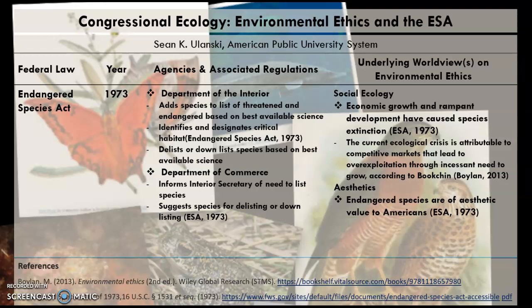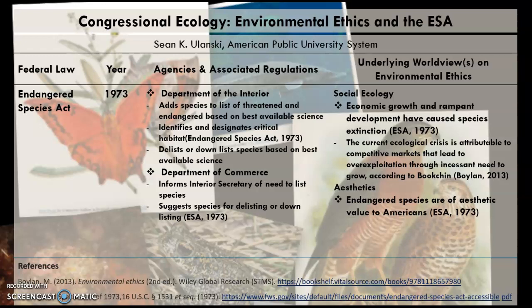The Secretary also has the power to delist or downlist species based on best available science, downlisting being moving from an endangered status to a threatened or removed from the list entirely. The Secretary of Commerce is responsible for informing the Interior Secretary of needs to list species. The Interior Secretary at that time will add those species to the list. The Secretary of Commerce can also suggest that species are delisted or downlisted. Again, at that time, the Interior Secretary will review the science and determine if those species should be taken off or moved down the list.